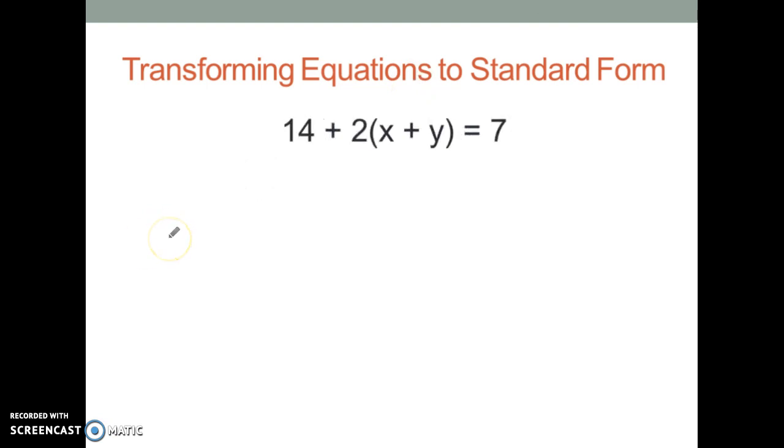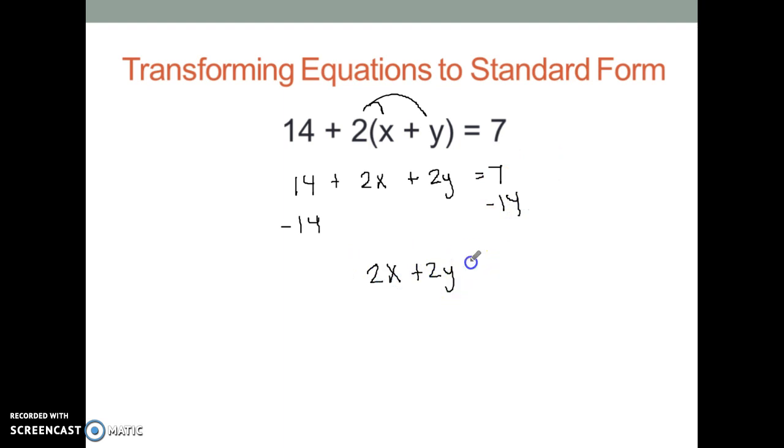In this equation, we have to simplify first, and then we can write it in standard form. To simplify, we would need to multiply through a 2 to get 14 plus 2 times x is 2x plus 2 times y is 2y equal to 7. And then we could subtract 14 from both sides to get 2x plus 2y equaling 7 minus 14, so a -7. Now this is correctly written in standard form.